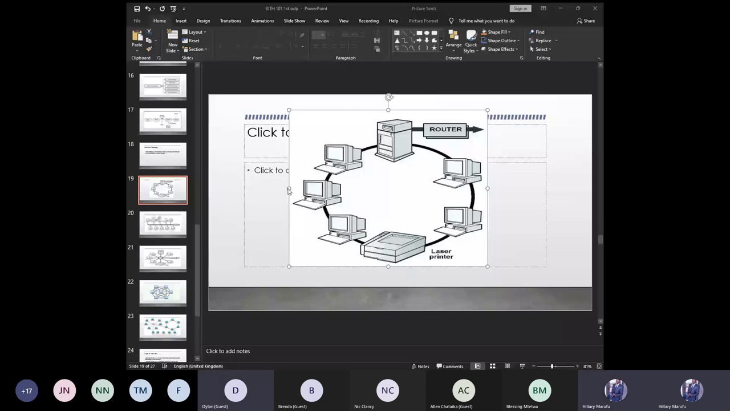What's the name of that topology? Sir? Yes. That would be a ring topology. A ring? Is it not called a token ring? I was not really sure. I was not aware of the token ring term. Okay. In our module, it is just written a ring topology.